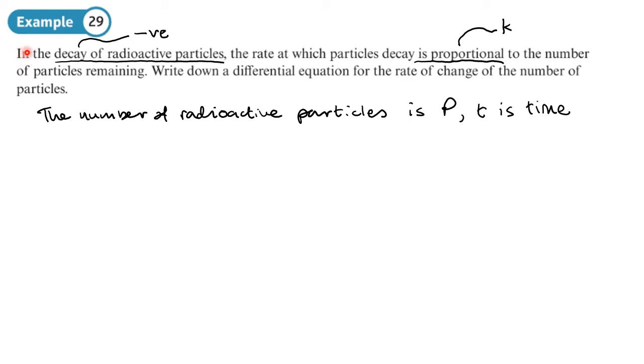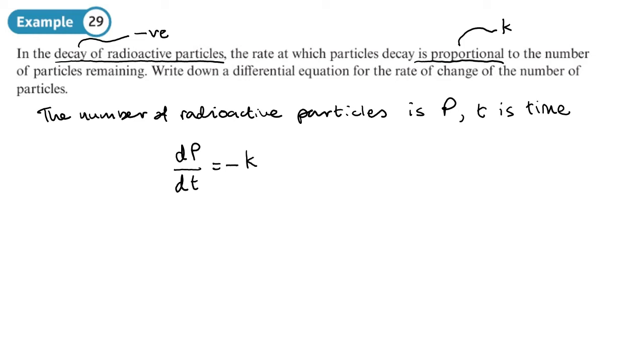So the first bit here, the decay of radioactive particles, how would we work out the decay of radioactive particles? Well, we'd look at the change in the number of radioactive particles over the change in time. Think about what it is as a sentence. And how is that worked out? Well, it says it's a decay, so we're going to need a negative. It said it's proportional, so we're going to need K.